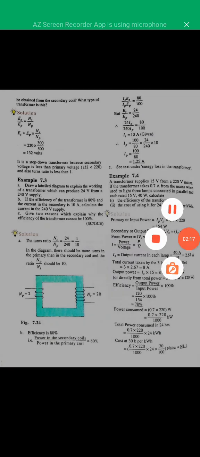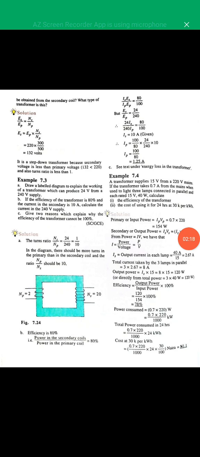Okay, quickly, example 7.4. I think it's the last example. The transformer supplies 15 volts from a 220 volt mains. The transformer takes 0.7 ampere from the mains when used to light 3 lamps connected in parallel, each rated 15 volts 40 watts. Calculate the efficiency of the transformer and the cost of using it for 24 hours at 30 kobo per kilowatt hour. Alright, quickly. So the first question, we're looking at efficiency.